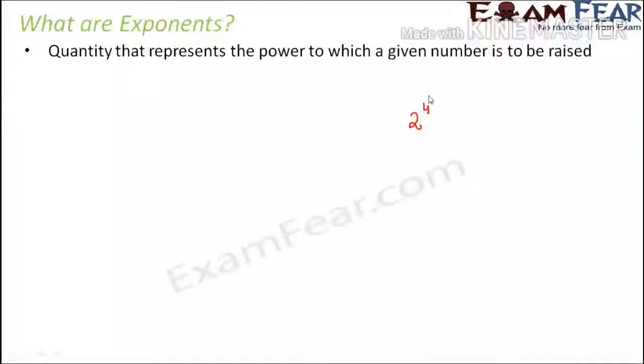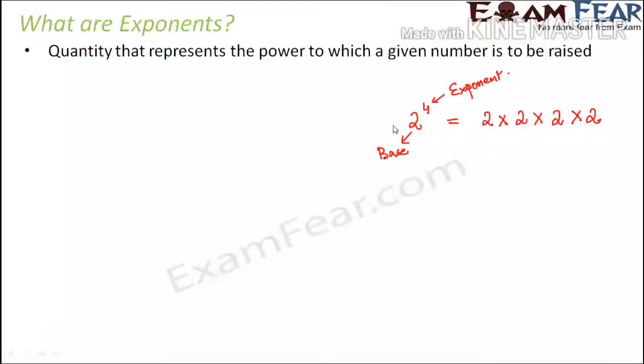Especially this number 4 is the exponent. Why? Because this number represents how many times we can use 2 in multiplication. So if your exponent is 4, that means you need to use 2 four times in multiplication. So you will multiply 2 four times. Here 2 is called the base and 4 is called the exponent or power. Sometimes we use the term power instead of exponent.